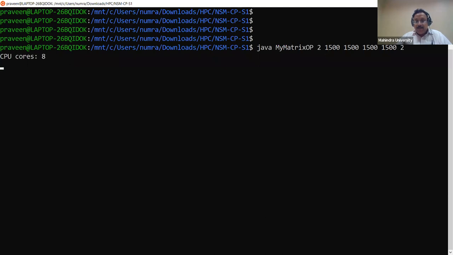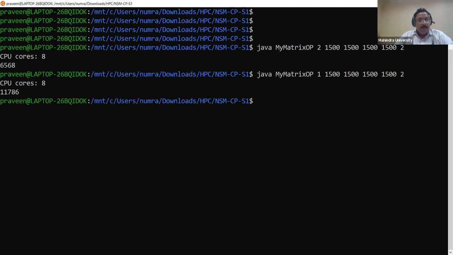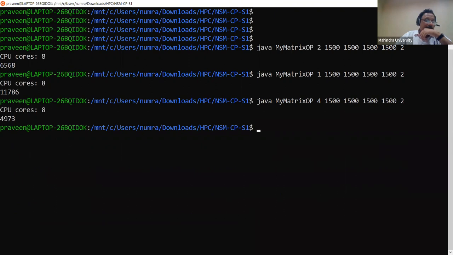Here I consider 2 threads. When I consider 2 threads, that particular matrix multiplication can be performed in less amount of time. Let us see. When we look at the previous example, when the number of threads is 1, it takes around 12 seconds. When the number of threads is 2, we can compute that same matrix multiplication in 6.5 seconds. Suppose instead of 2 threads, we consider 4 threads, what will happen? We can compute the same problem in 4.9 seconds, right? That means the same problem can be solved in less time using the same available hardware.